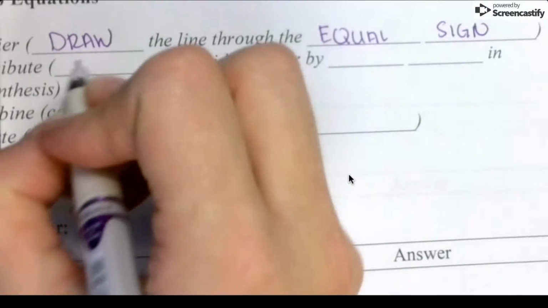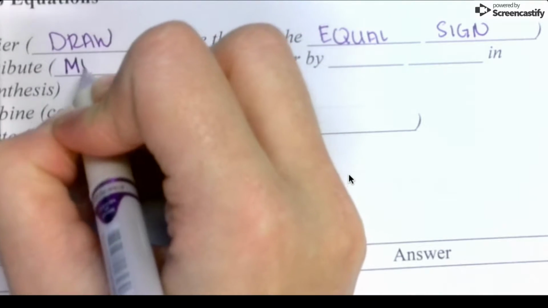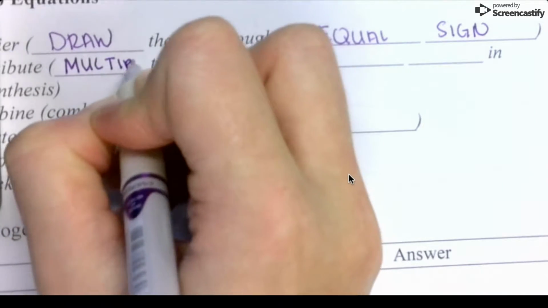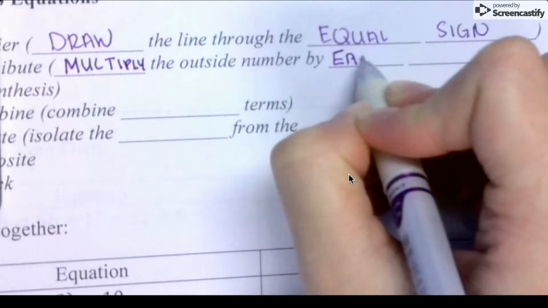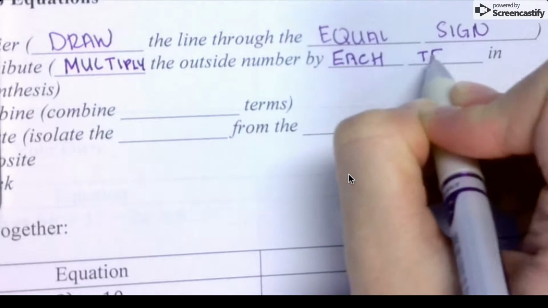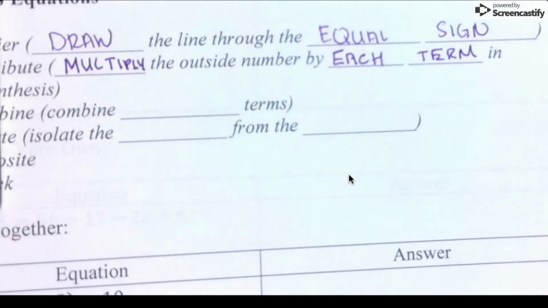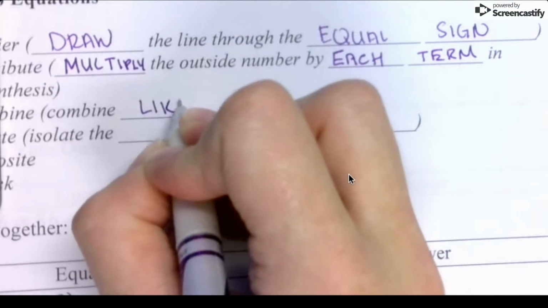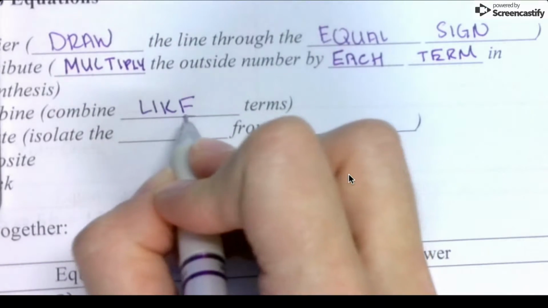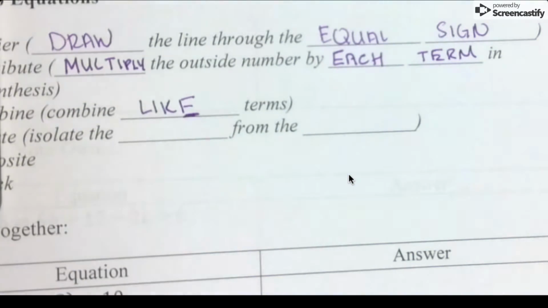We are going to distribute. So remember, distribute means multiply the outside number by each term in the parentheses. When we say combine, we are talking about combining like terms. Combine things that would be in the same tree.